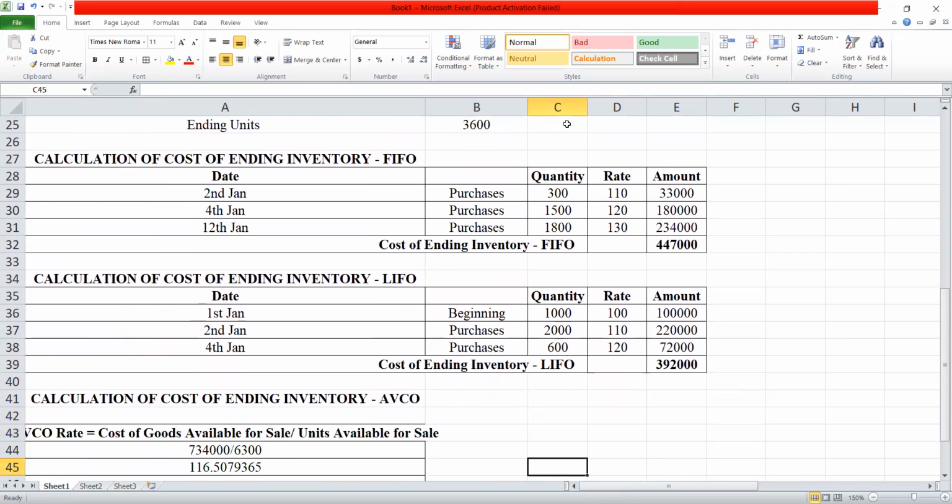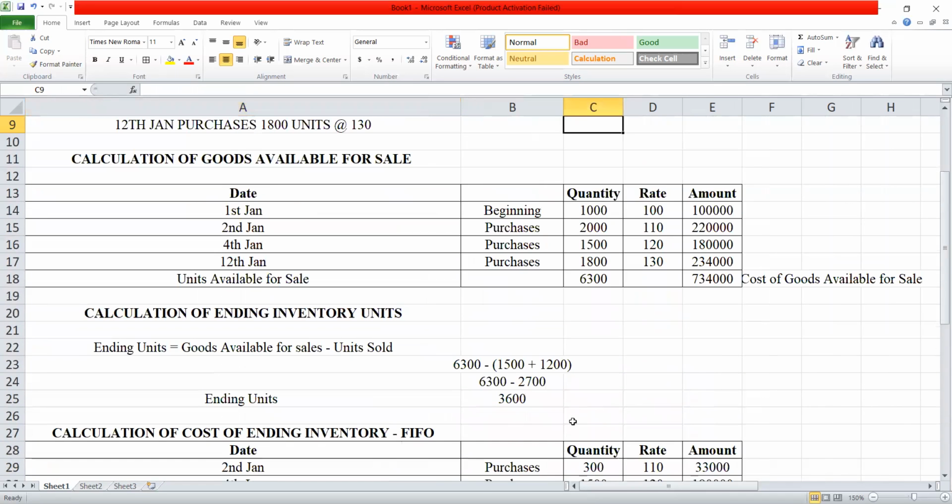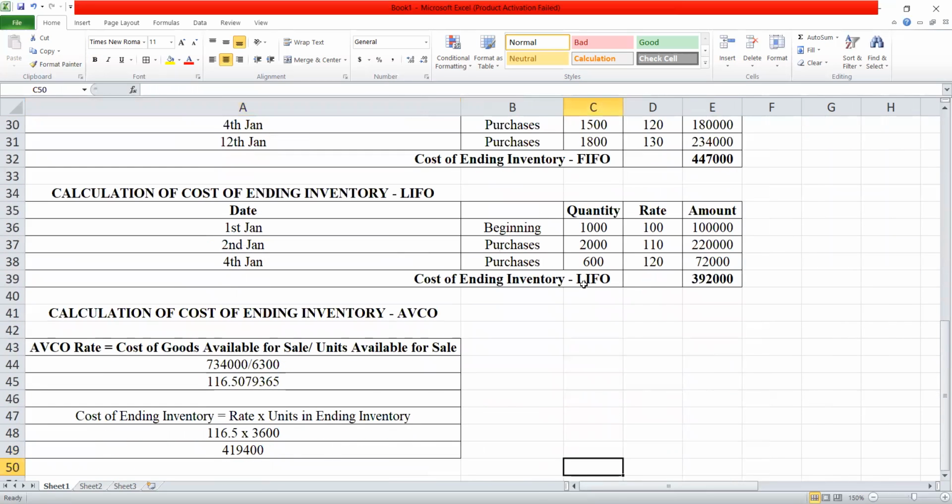The last one is the FCO, and it is very simple. When we talk about the FCO, there's the FCO rate, that is cost of goods available for sale divided by units available for sale. Here, the cost of goods available for sale is 7,34,000 rupees, and 6,300 is the units available for sale. When we divide, we get an FCO rate of 116.5079365, but we have to take two decimal places at least.